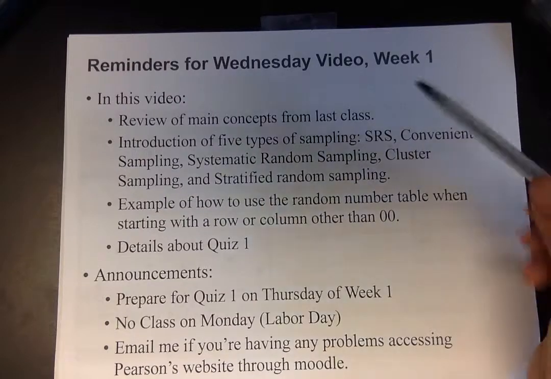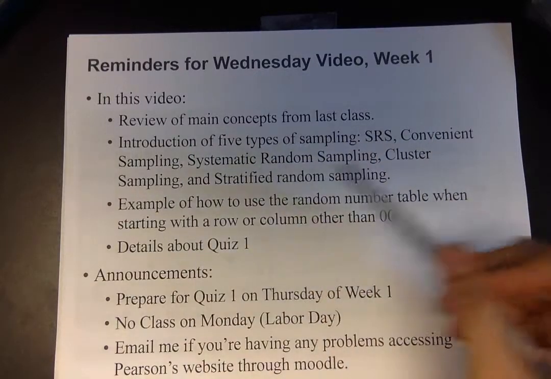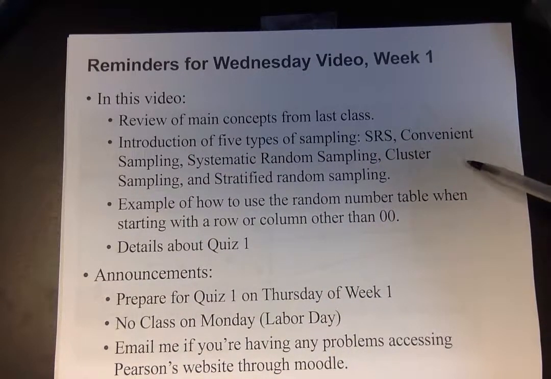In class, we really only talked about SRS, that's the simple random sampling. We're just going to briefly introduce what we mean by each of the other ones so that we can get a little more in depth in class next time I see you. We'll also do some more examples of using that random number table. When we did this in class, we only started with pretty simple ones. We'll do some that are a little more complicated.